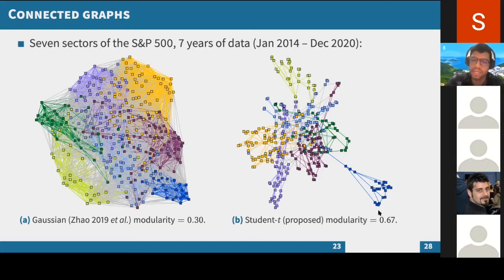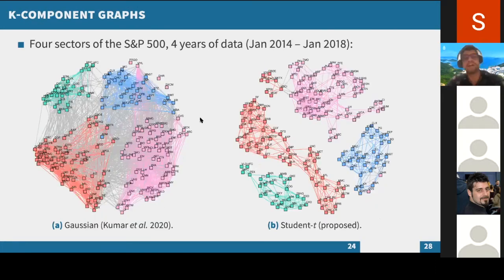And the modularity index is also twice as much as the one with the Gaussian assumption. So it's actually a lot more helpful to just use a student T assumption than the Gaussian one in this particular case.